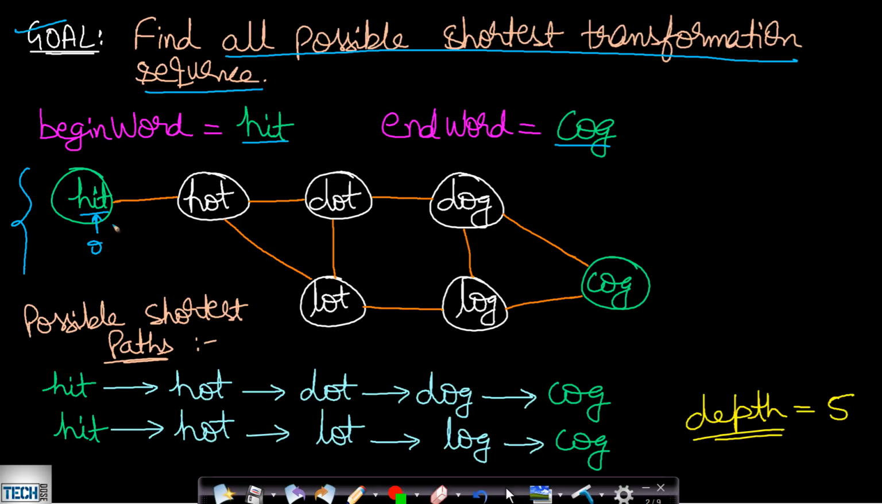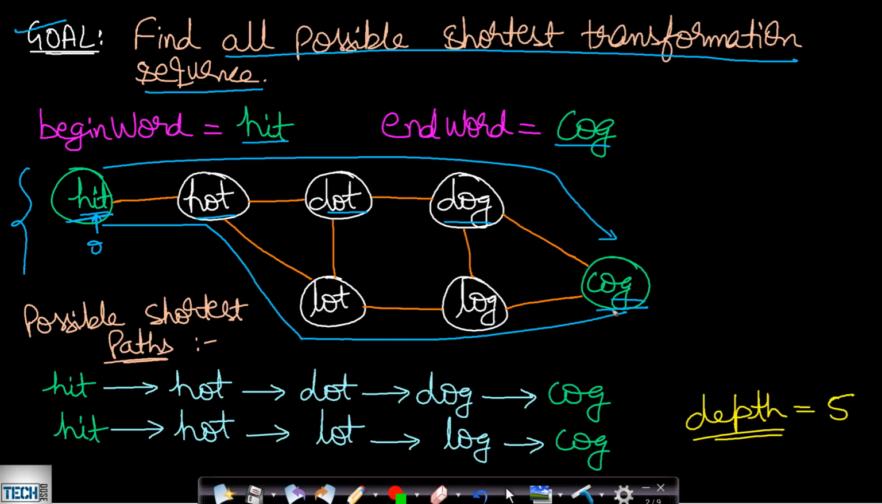Now what will be the possible shortest paths starting from the begin word and reaching the end word? In this case the path length will be 5, which will be hit, hot, dot, dog and cog. This is one possible path. Okay, and another possible path is hit, hot, lot, log and cog. So these are the only two paths which are possible, which are of minimum depth, which is 5. Okay, so I hope you understood what our goal is in this problem.